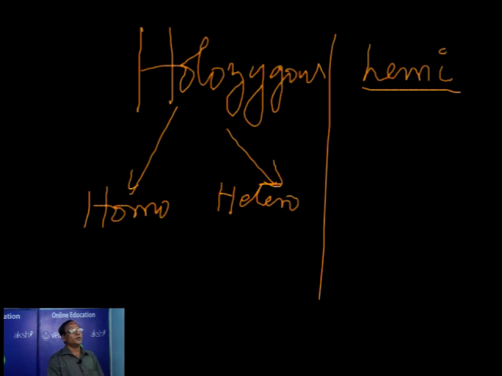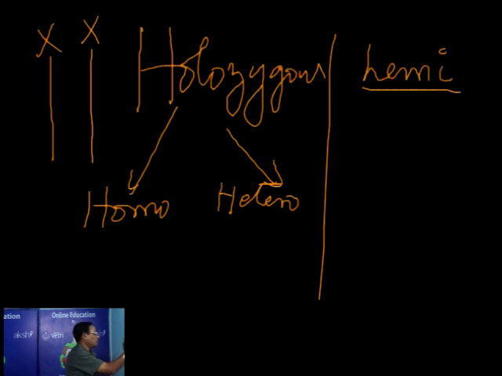Now normally the X-linked genes or Y-linked genes are either homozygous or hemizygous. As far as females are concerned, we have two X chromosomes. Suppose we are taking a particular gene, again the gene A. The gene may be of the same type in the other X chromosome. Then the condition is called homozygous. So here the females are homozygous for a particular gene.